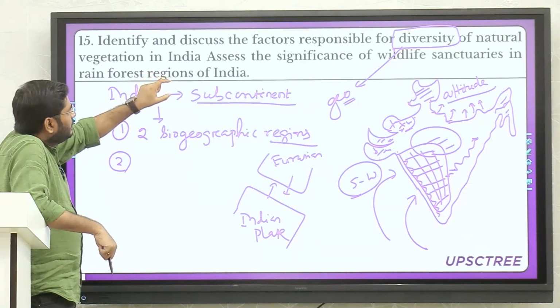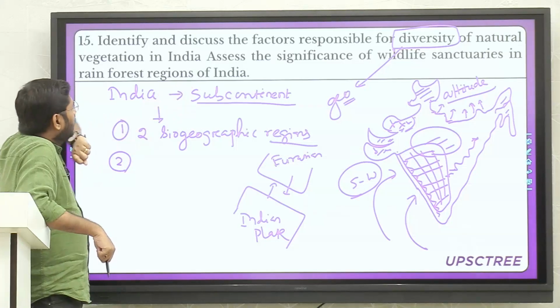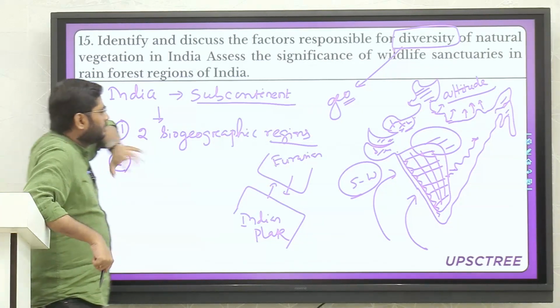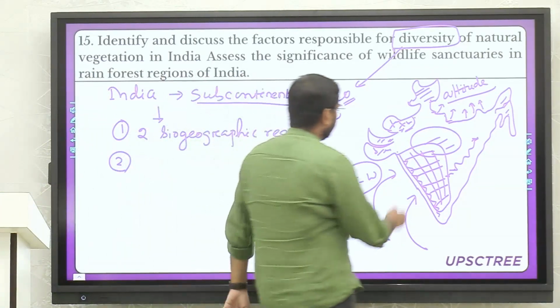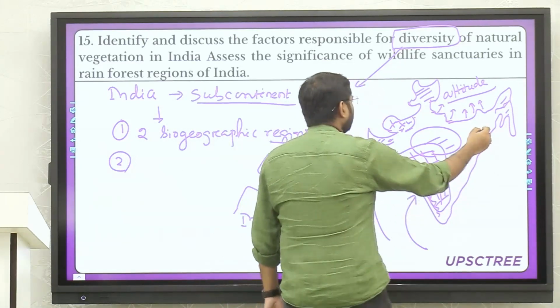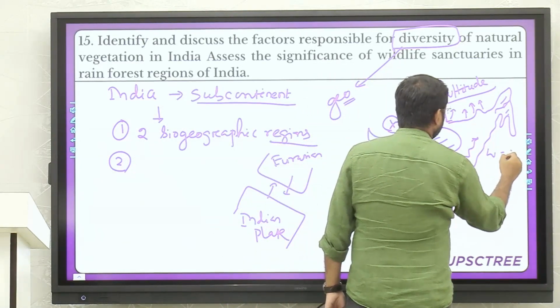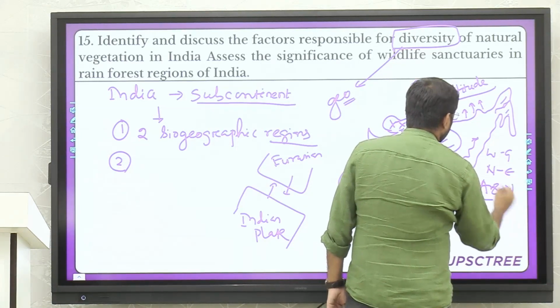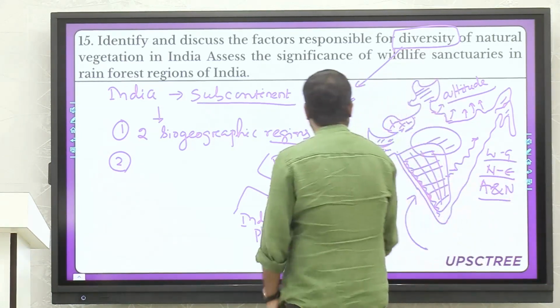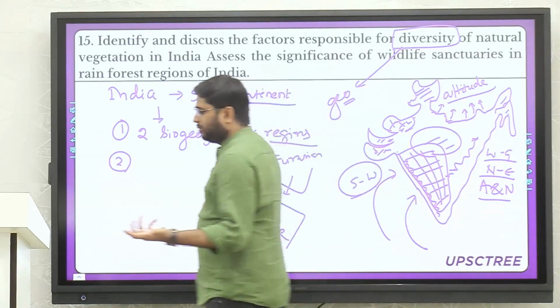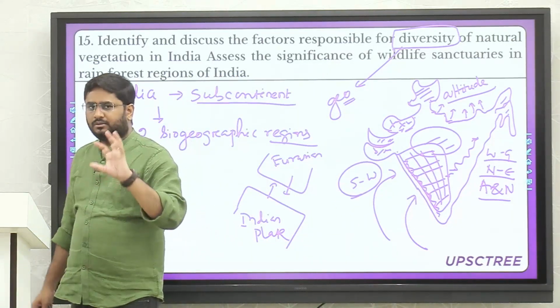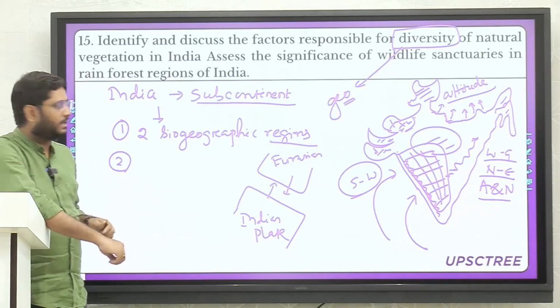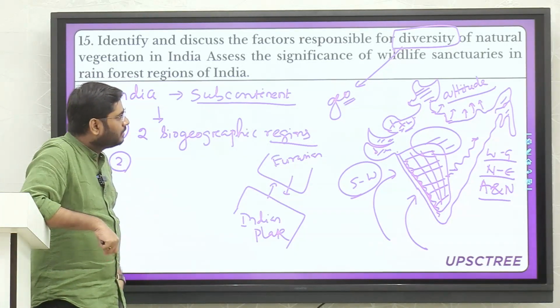It is also asking us the significance of wildlife sanctuaries in rainforest regions of India. Rainforest कहाँ पे है? यहाँ पे Western Ghats में है, North East में है, and Andaman and Nicobar में है. In three parts we find rainforest, and Andaman Nicobar में तो almost 90% of that particular region is declared as protected area. Western Ghats में, North East में भी है.